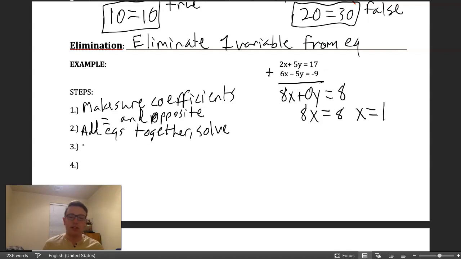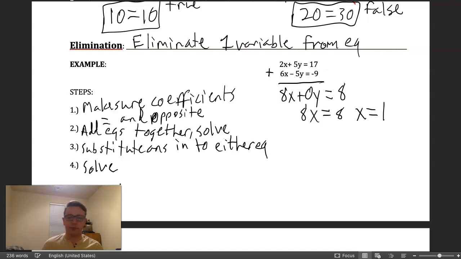Okay. Last 2 steps are the same as previously. We're going to substitute x is equal to 1 into the equation and then solve again. So we're going to substitute our answer into either equation. Use whichever makes your life simpler. And then step 4 is going to be solve. So again, we're just going to take x is equal to 1, put it into one of these. I'm going to go with the top one just because I like smaller numbers.